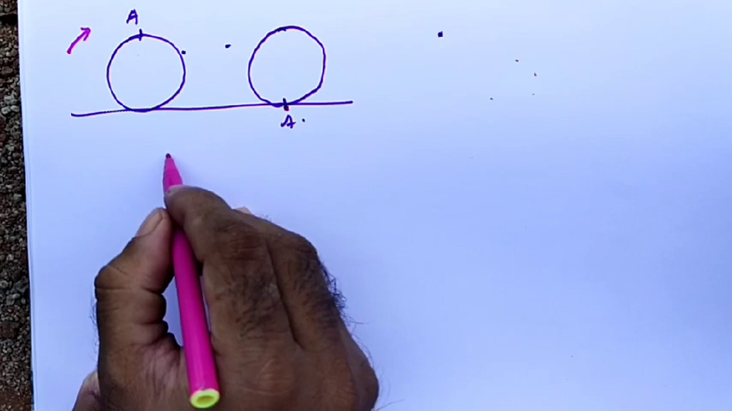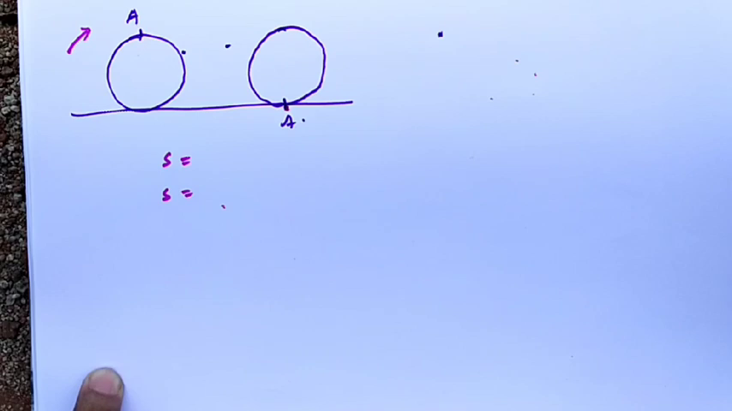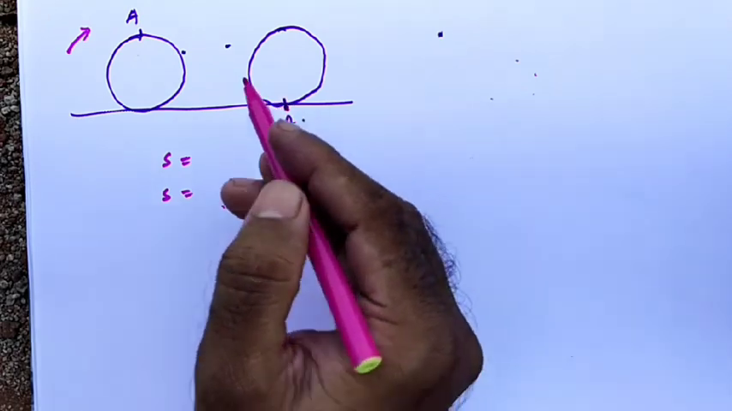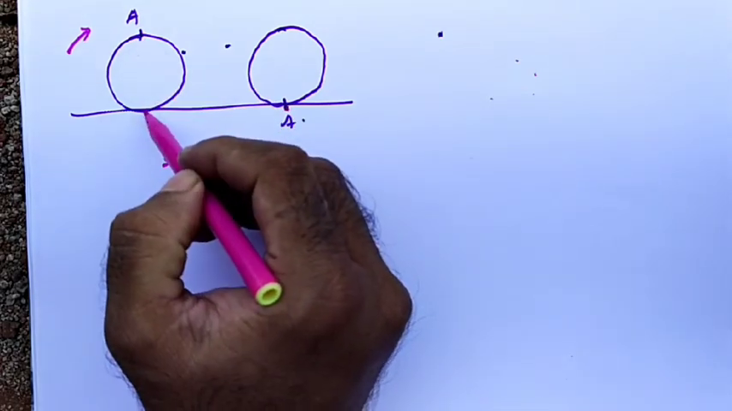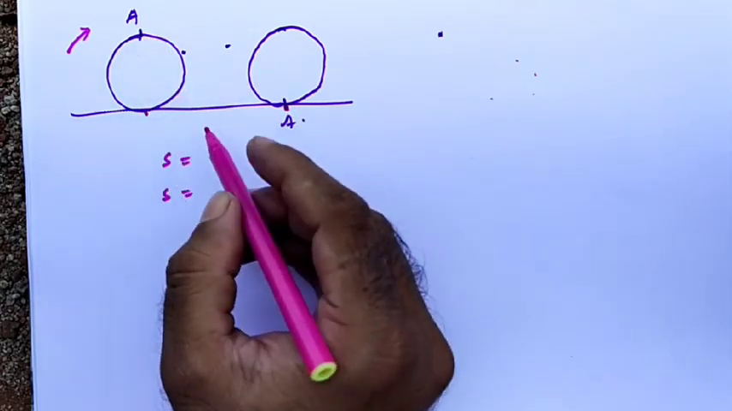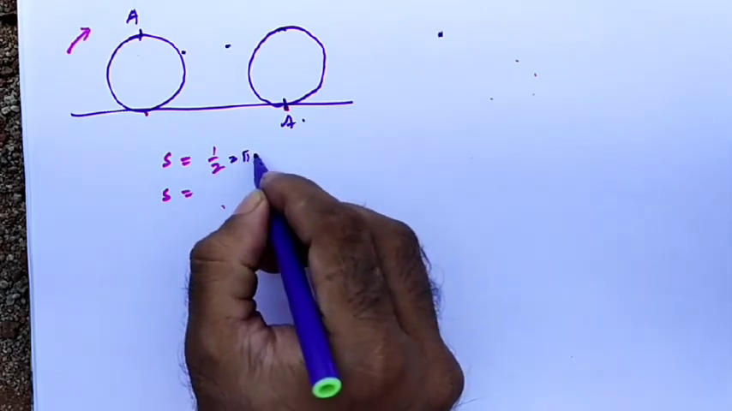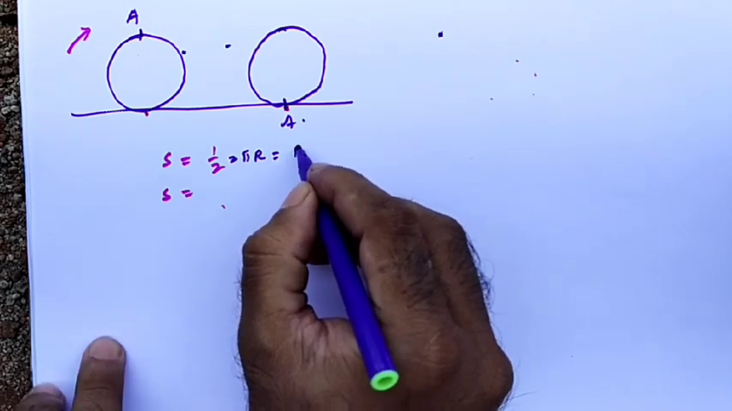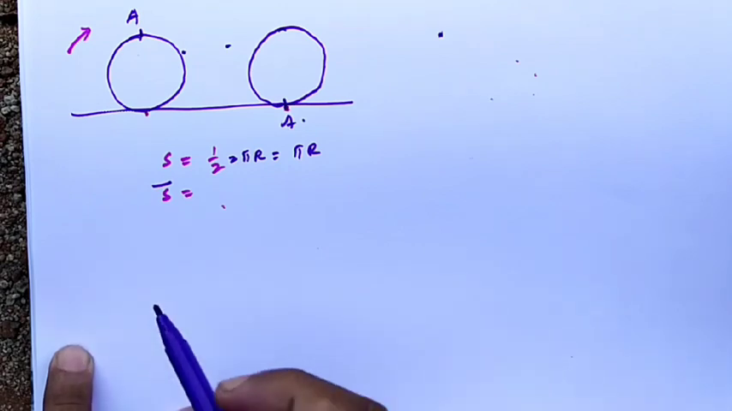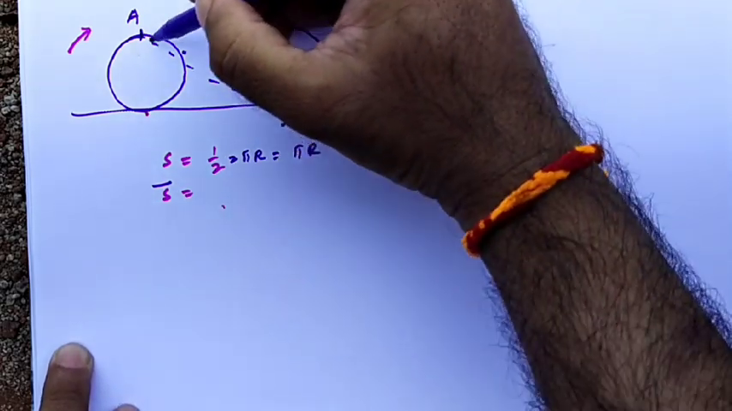Now I want to calculate the distance and displacement of that point A. How to calculate the distance here? Observe carefully, this point has come here. It completes half of the circle, so it is half of the circumference of the circle. That is how much? Pi r is the distance. Clear? Now what is its displacement? Which is the initial point? A. Which is the final point? A. This is the displacement vector.